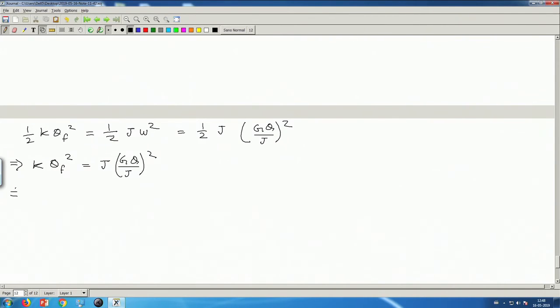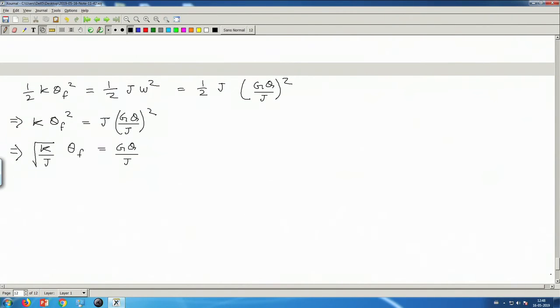Now, we will take a square root. So, we will write this as square root of k by J multiplied by theta f, this will be equal to GQ by J. Okay, verify this yourselves. I may make some mistake while manipulating this. So, verify this once again. So, K divided by J, root of that, theta f, this side is GQ by J.